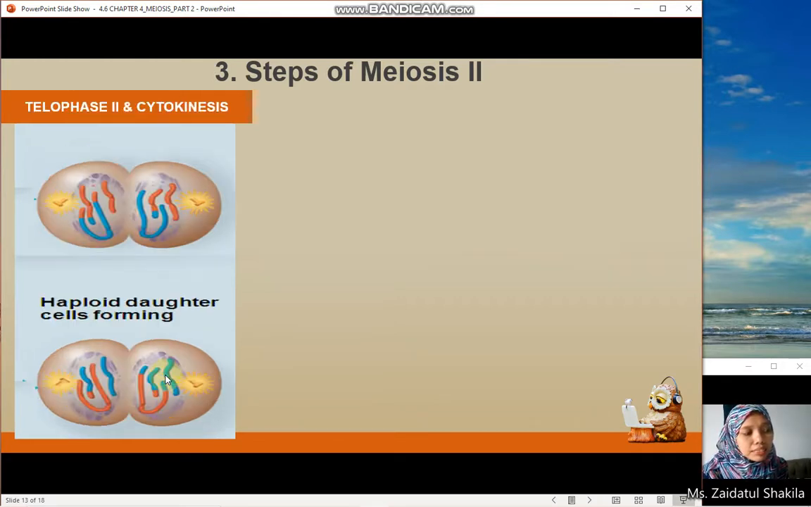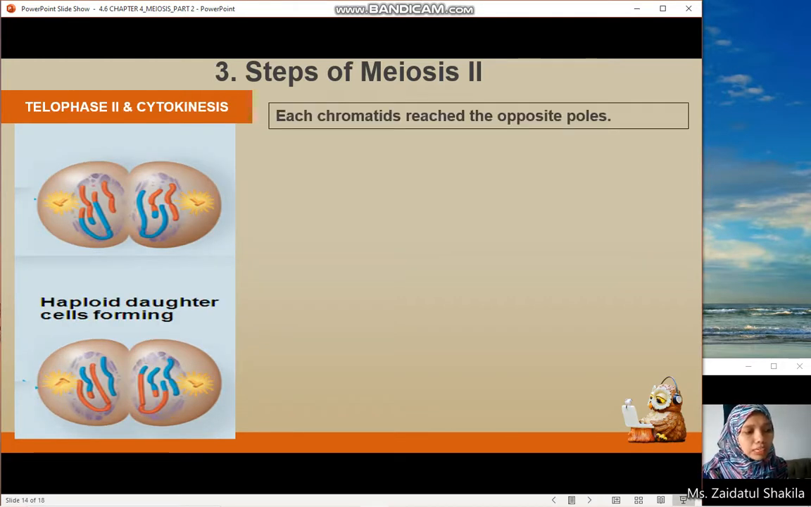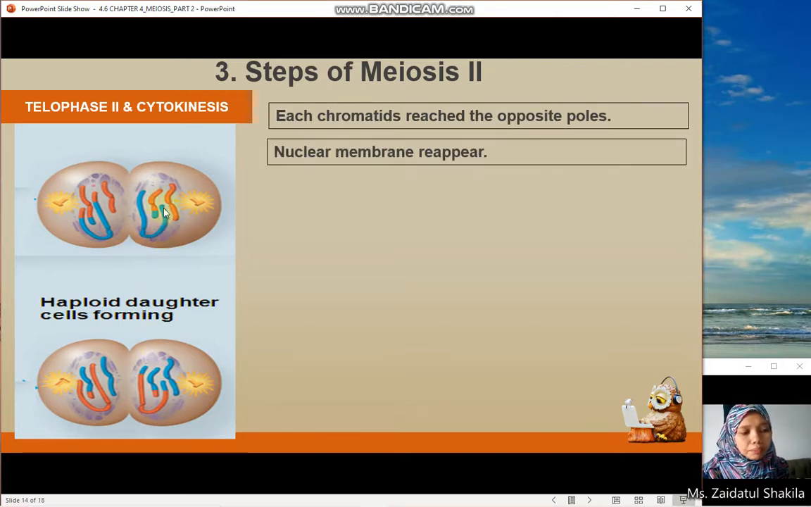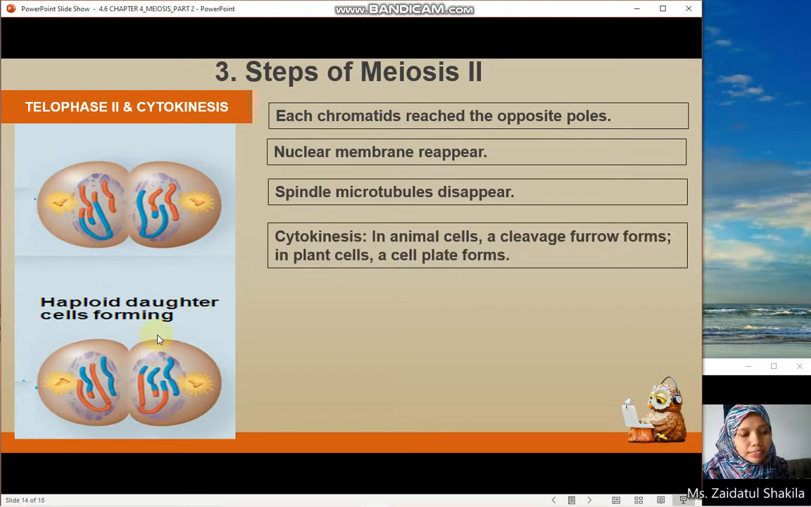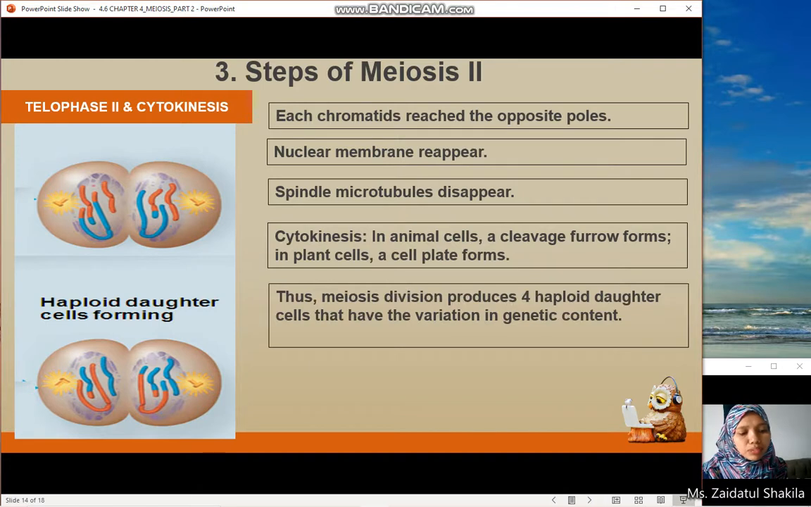And then the last step is telophase 2. Each chromatid reaches the opposite pole, the nuclear membrane reappears, microtubules disappear, followed by cytokinesis. In animal cells, there is formation of a cleavage furrow, while in plant cells, there is formation of a cell plate. Thus, meiosis division produces 4 haploid daughter cells that have variation in their genetic content.